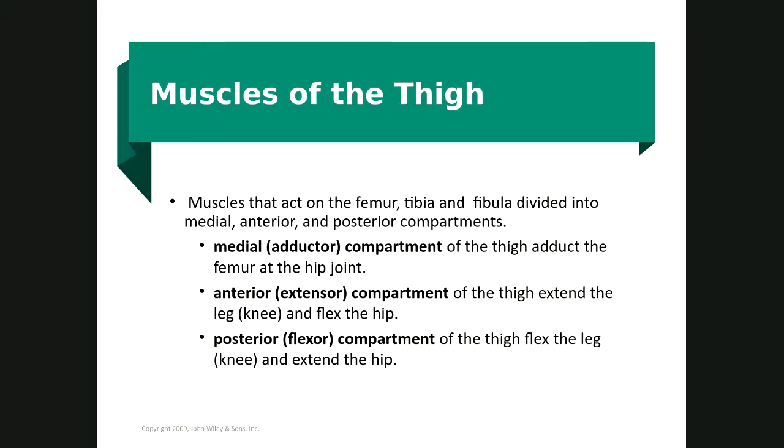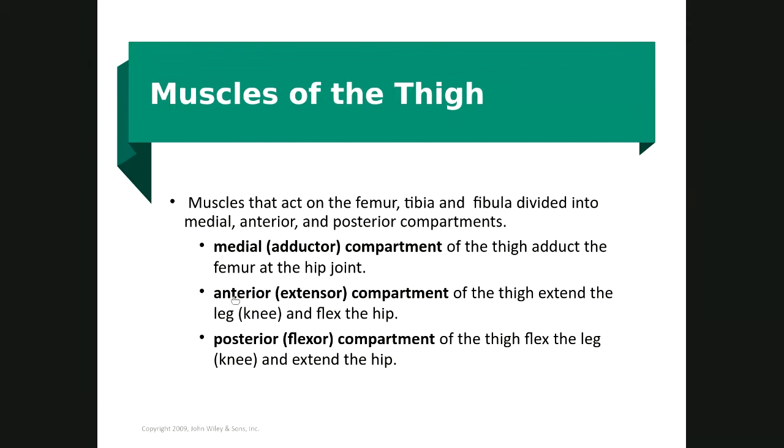So moving into the thigh region, we're going to talk about muscles that act on the femur, tibia, and fibula. We divide these up into a medial compartment. We call those adductors. The primary function of these medial compartment muscles is bringing the thigh, the two femurs together, or adduction of the thigh and hip joint.